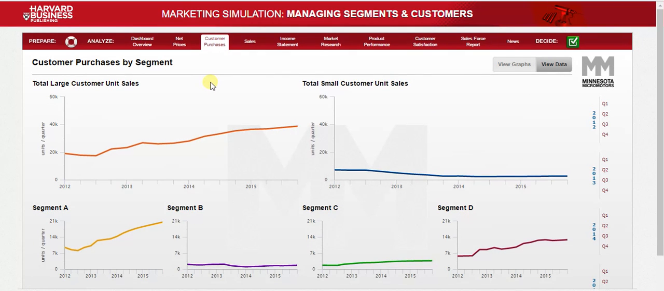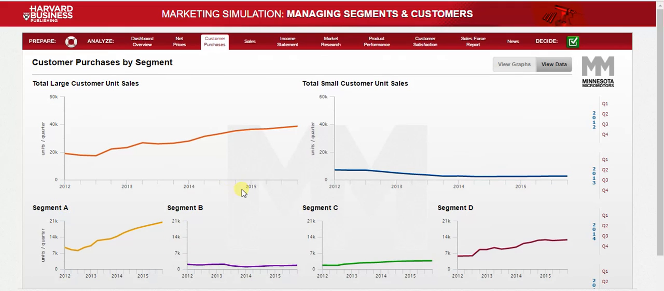Here's the customer purchases tab. As I said before, my large customers were my primary focus, so it had a large increase while the small had a tiny bit of a decrease, which didn't really affect us when it came to profits.